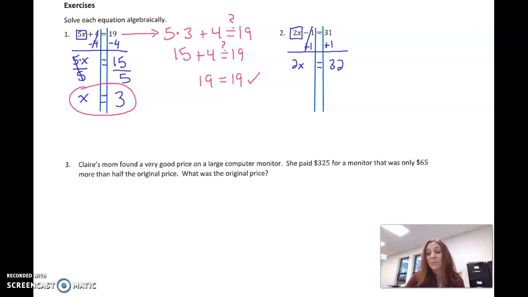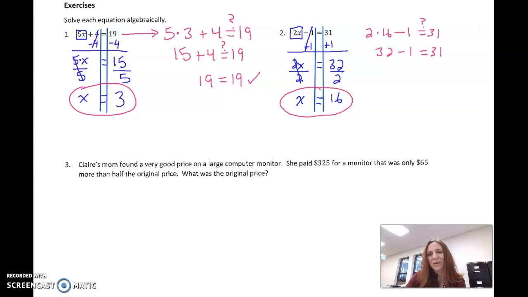Step 3, using multiplication and division. This is 2 times x, so I'm going to do the inverse. I'm going to divide by 2 because 2 divided by 2 is 1. 1x. Whatever I do to one side, do to the other. 32 divided by 2 is 16. Bring down my equal sign. Want to double check it? I said x equals 16. Well, does 2 times 16 minus 1 equal 31? Well, 2 times 16 is 32, and 32 minus 1 is 31, so it checks.